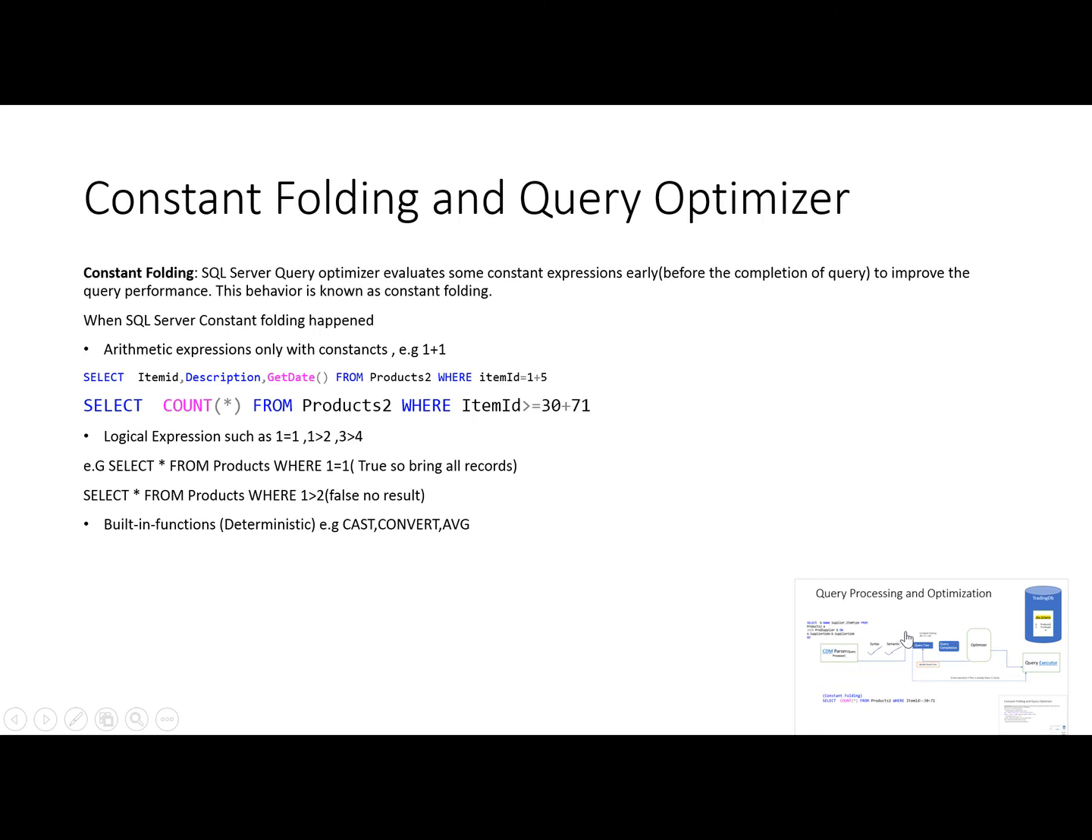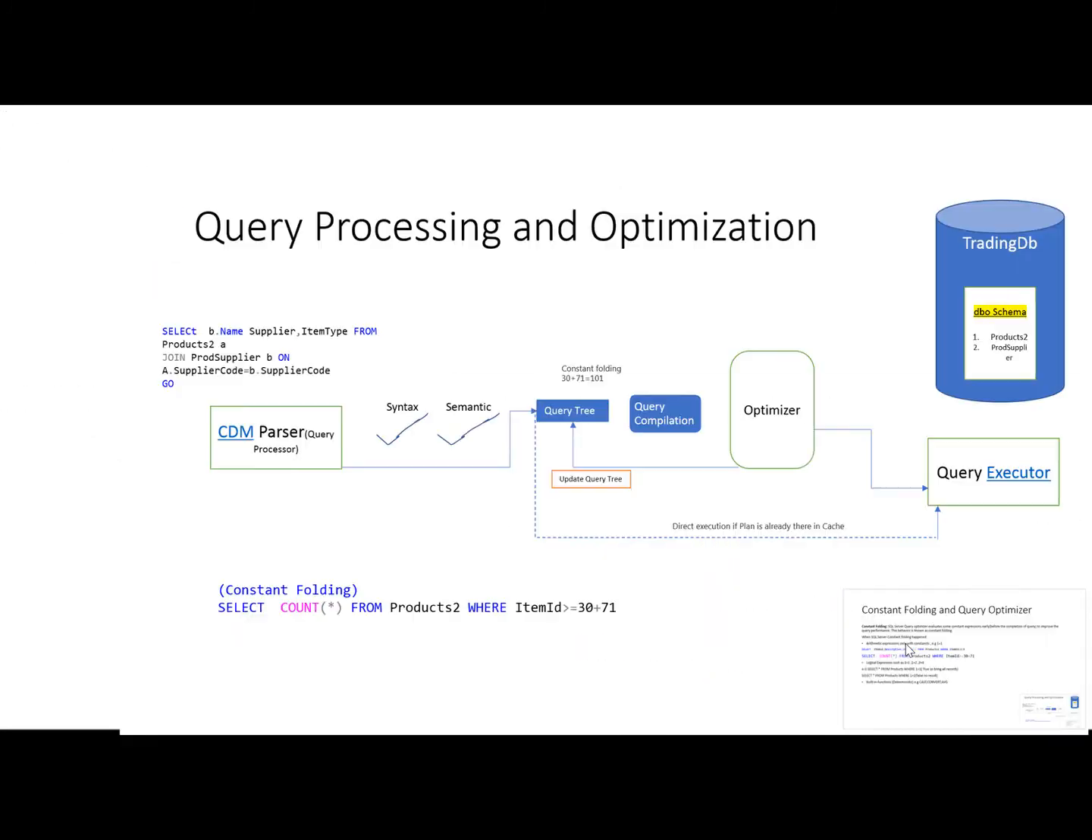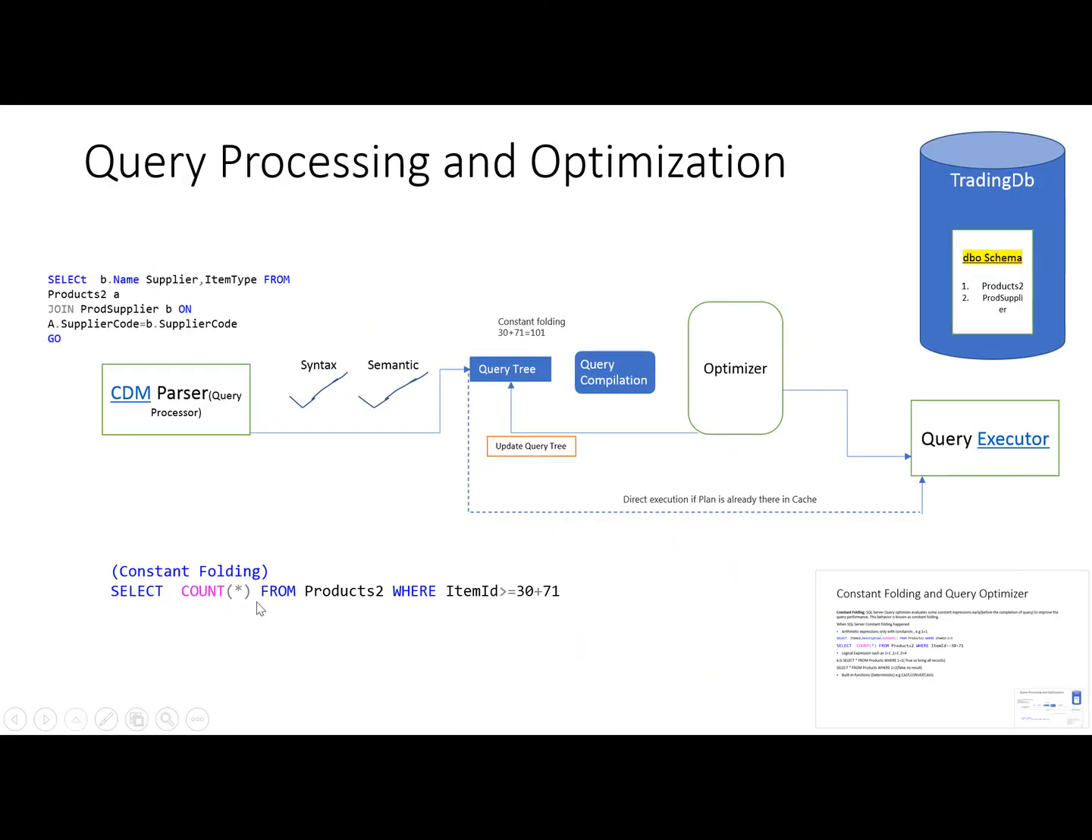For example, this is the diagram for query processing. When this query, select count of asterisk from products where item ID is greater than or equal to 30 plus 71, is passed to the database engine, the parser will parse the query, and then in the logical tree the constant folding will happen. In this constant folding the expression will be evaluated: 30 plus 71 is equal to 101. So 101 will be stored in the logical tree when the constant folding happens, and we can see here that this happens before the optimization starts.